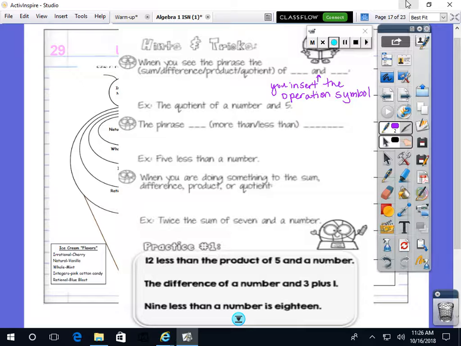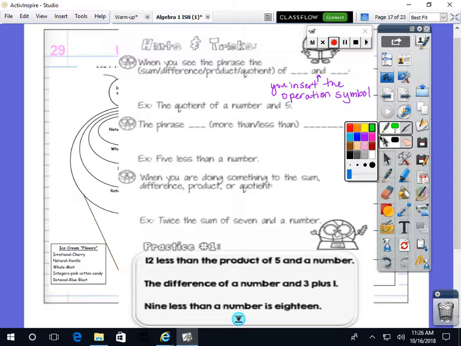So like if it's the sum, what would you put in the place of and? Plus. If it says the difference, you would put a what in the place of and? Minus. If it says the product, you would put a times, or sometimes when it's times, you don't put a symbol at all, right? You just put them side by side. And then quotient, we would put division, right? Because quotient is division. So, let's do an example.